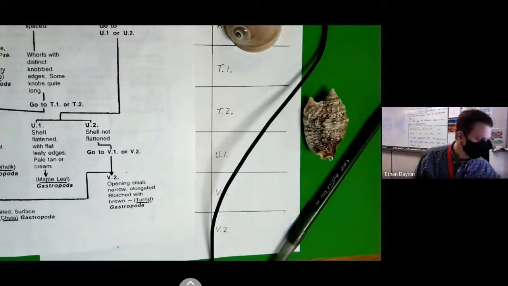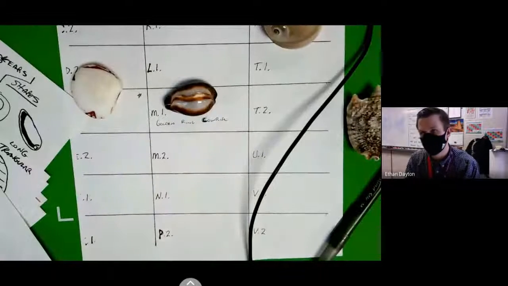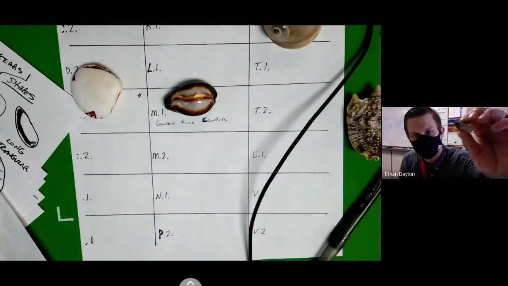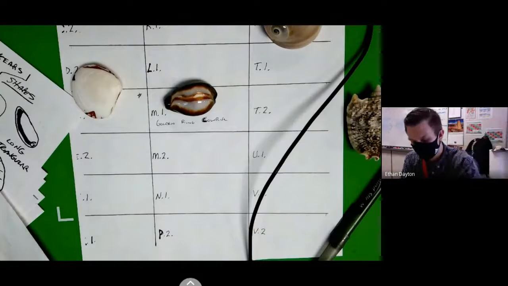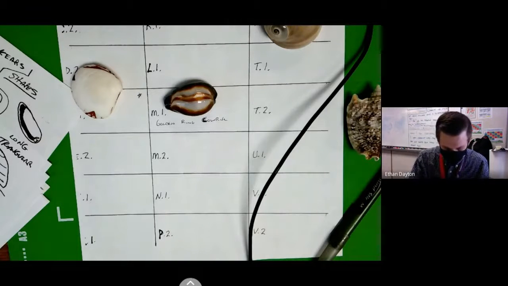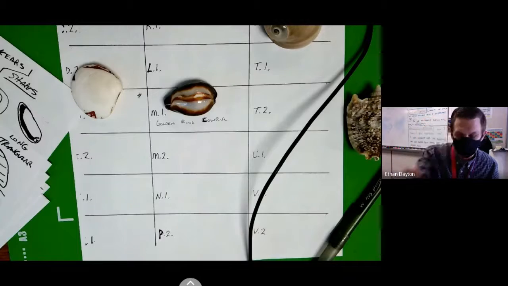Let's go to one that maybe is a little different. We've done a lot of univalves. So this one is a bivalve. Okay, it's two shells. It's not opened, but it's a bivalve. So maybe that'll help us. Okay. There's only a couple bivalves in this whole thing. So this is a bivalve.